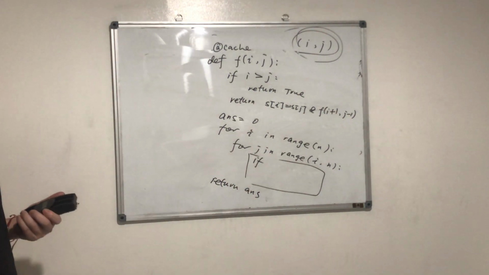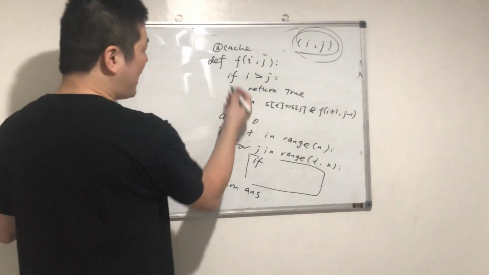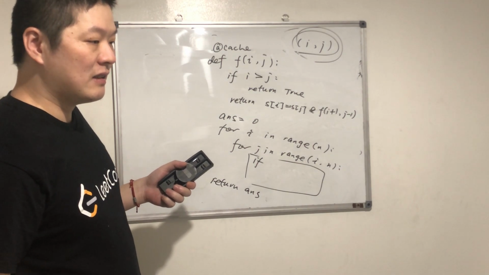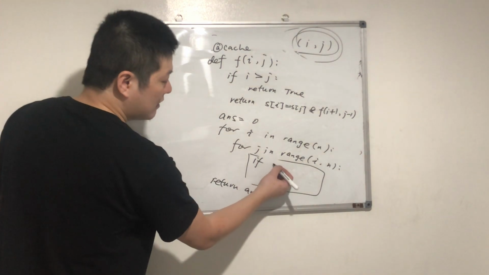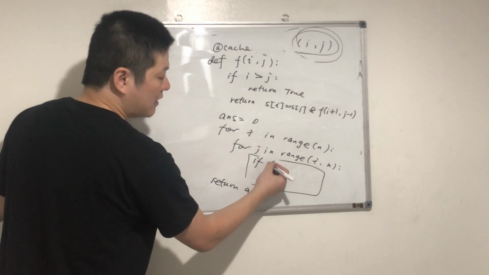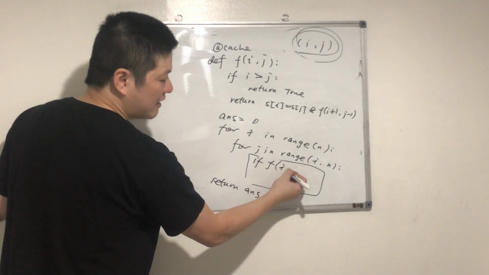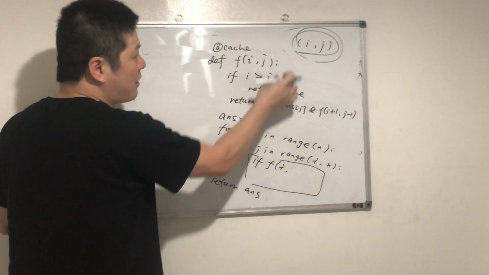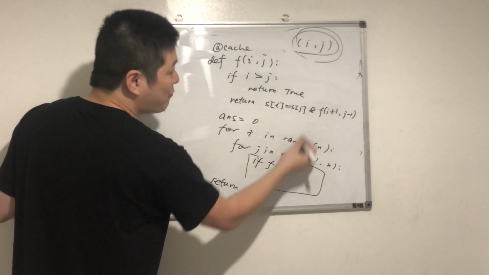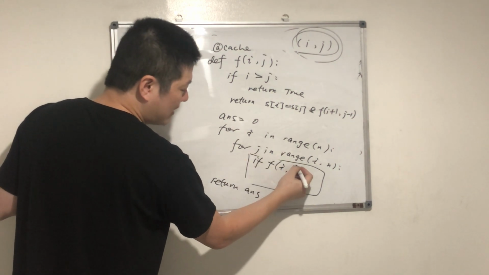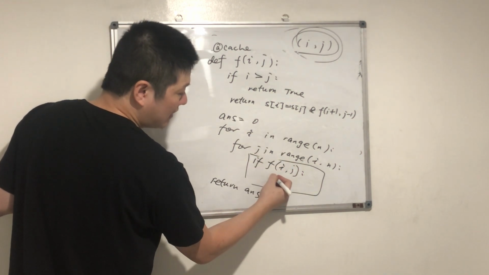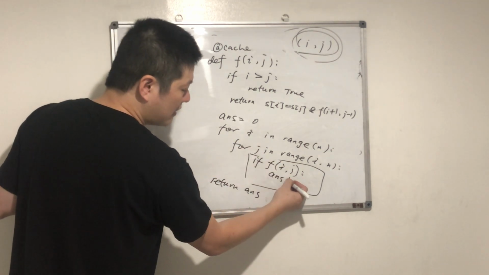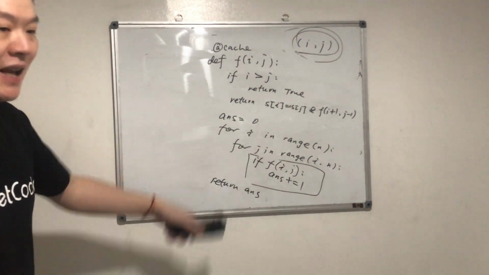If what? I have a function for you to call. If F of i, j. I want to check whether it's true or false. And then answer plus equals 1. Yeah, do you get it?